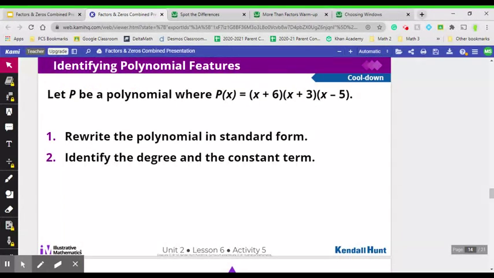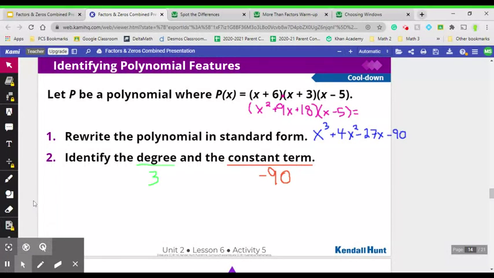And so last we have an exit ticket sort of thing, a review problem of what we just covered. So we have a polynomial, x plus 6, x plus 3, and x minus 5. So why don't you take a second to answer number 1 and number 2, and we will look at those answers together in just a little bit.